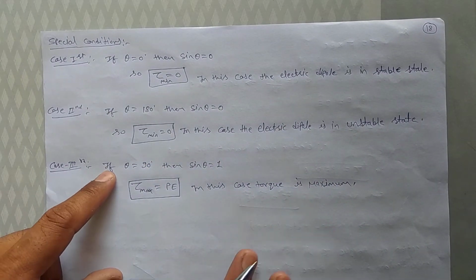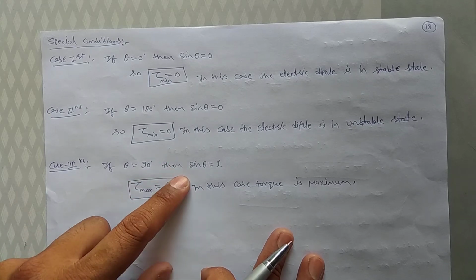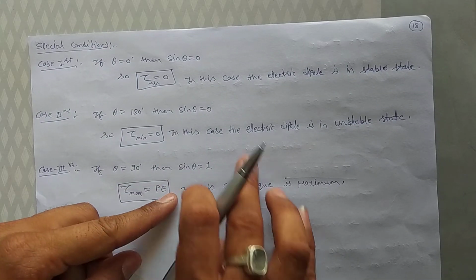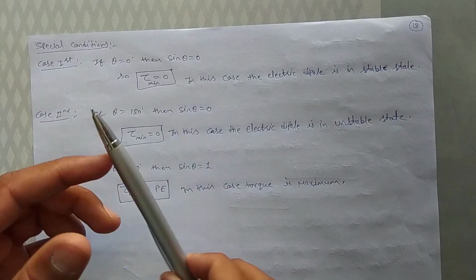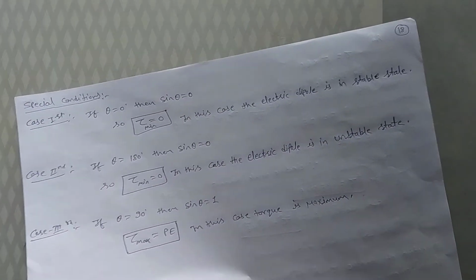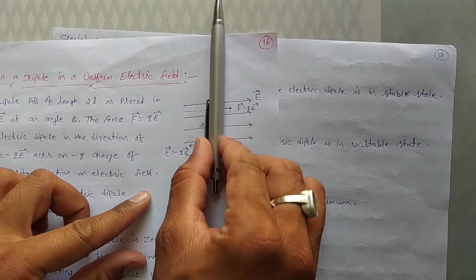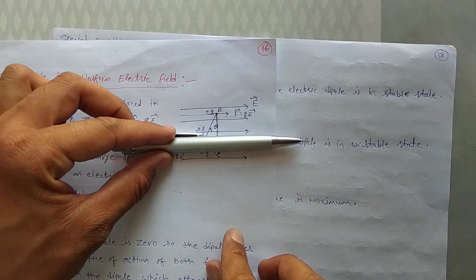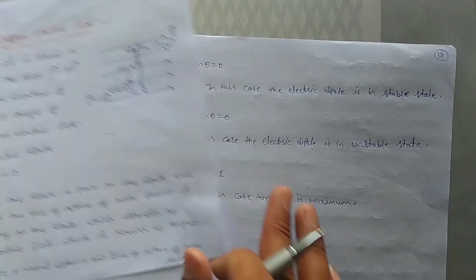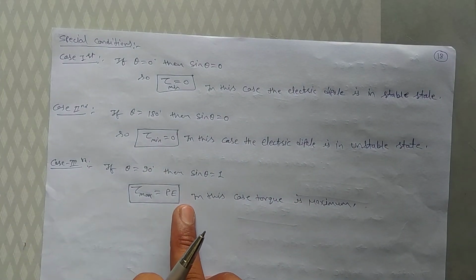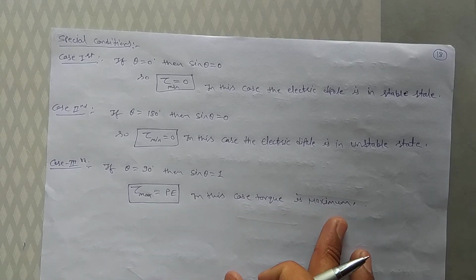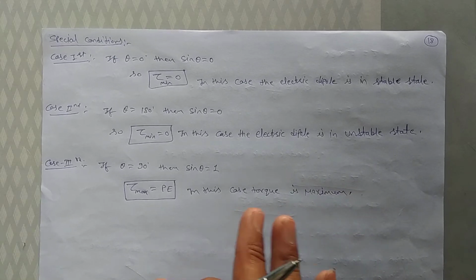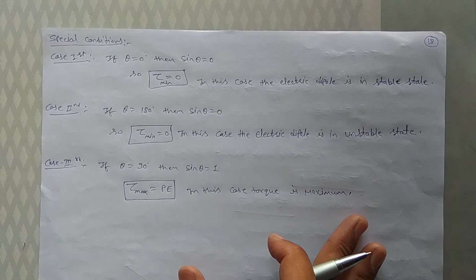Case third: if theta is equal to 90 degrees, then sin theta is equal to 1. 90 means the direction of the dipole is perpendicular to the direction of the electric field, like this. This is the direction of the dipole and this is the direction of the electric field. In this condition, tau is equal to PE. Torque is maximum in this case. Now, our chapter has been completed. Now we discuss some numericals.